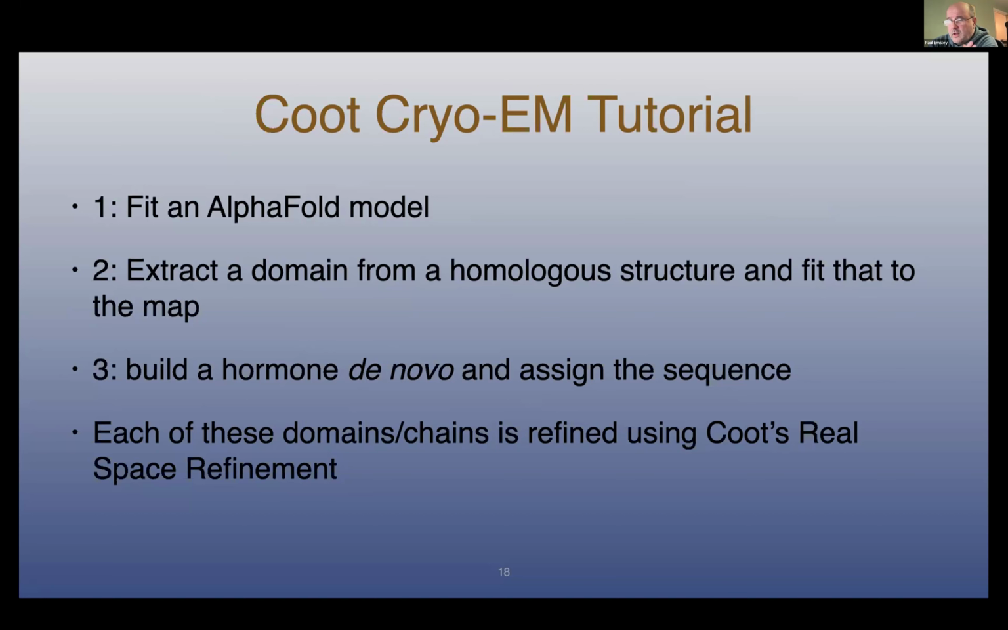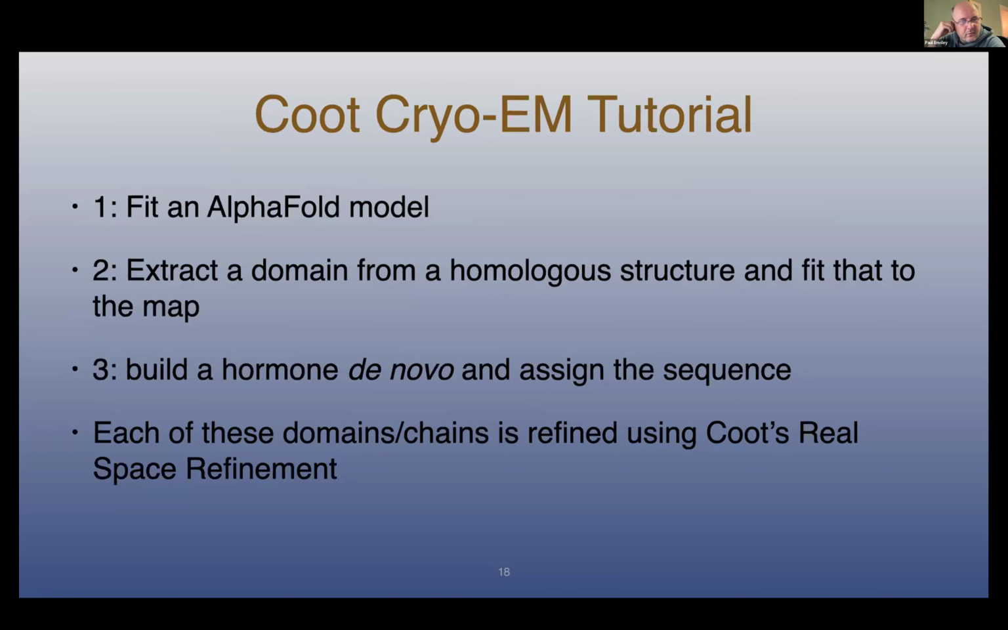So we look up the UniProt ID and then download the model from that database, the AlphaFold website, and then you follow the tutorial and you can add it into the map and then add that model into the rest of the model. There's another part of it, which is typically what one would do, is you extract a domain from a homolog and then fit that to the map.